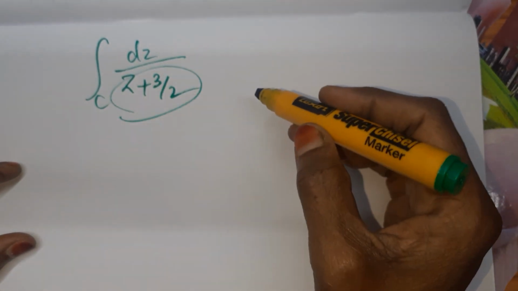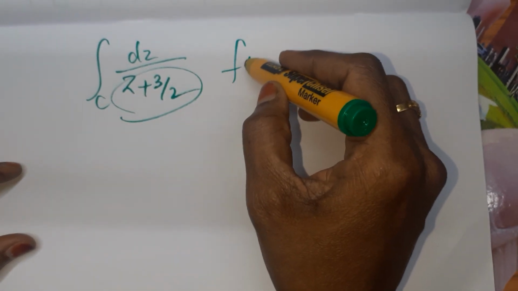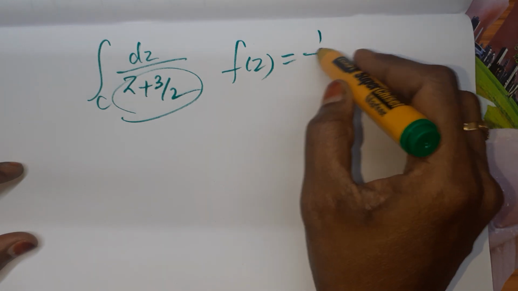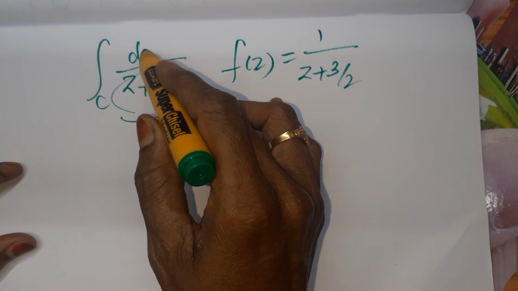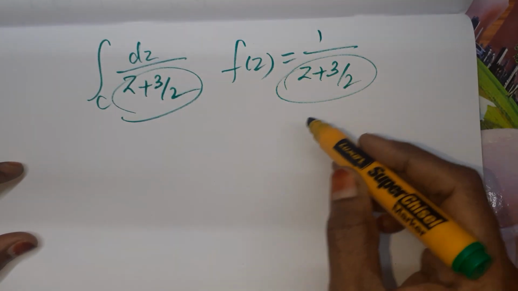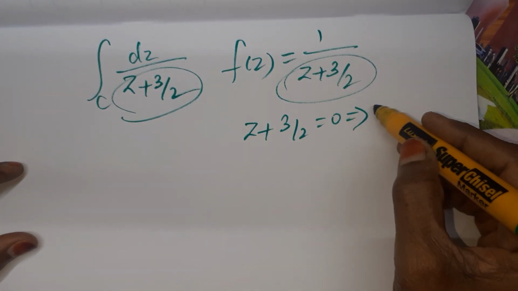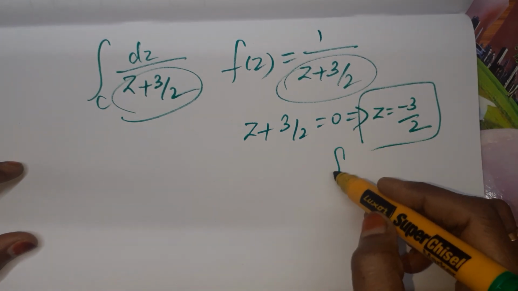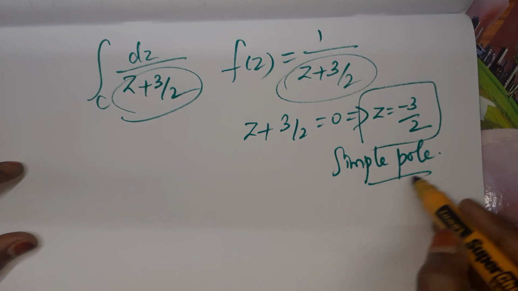So first we have to find the pole. How to find the pole? Leaving dz, first we have to write the term that is there as f of z. So f of z is equal to 1 by z plus 3 by 2. Now we have to find the pole. So z plus 3 by 2 equal to 0 implies z equal to minus 3 by 2. Since it is coming only once, it is a simple pole. So what kind of pole is it? It is a simple pole.